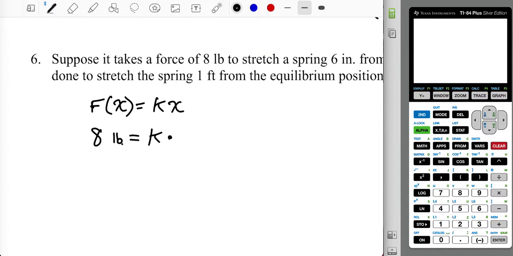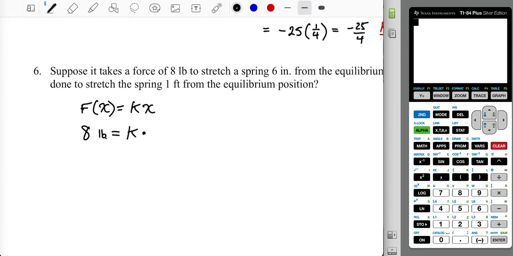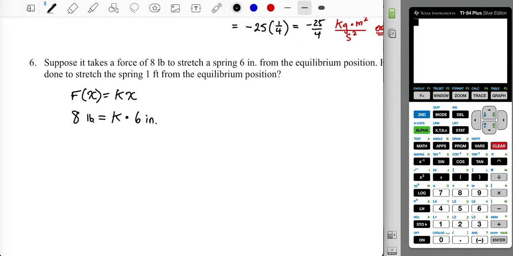So k times the linear distance, which is 6 inches. Why am I putting the units here? Because I just want to prove a point. So k, the spring constant, well, 8 divided by 6 is 4/3, so 4 over 3 pounds per inch.